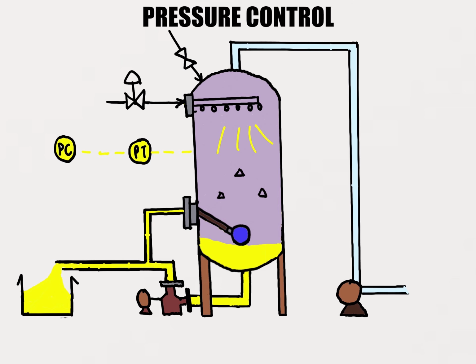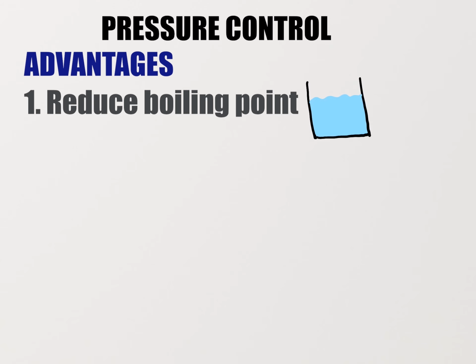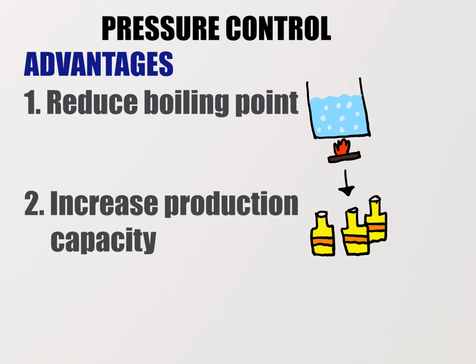If the pressure is higher than the set point, the controller will send a signal to the control valve of the incoming oil to reduce the flow rate. This control can increase the effective delta T by reducing the boiling point since the pressure is low. Thus, drying of the material will be faster. This can increase the production capacity.